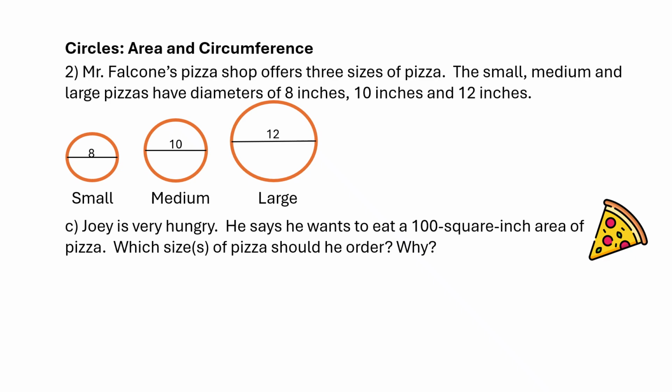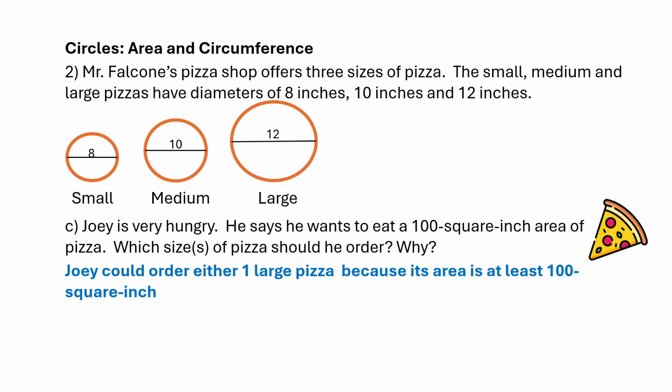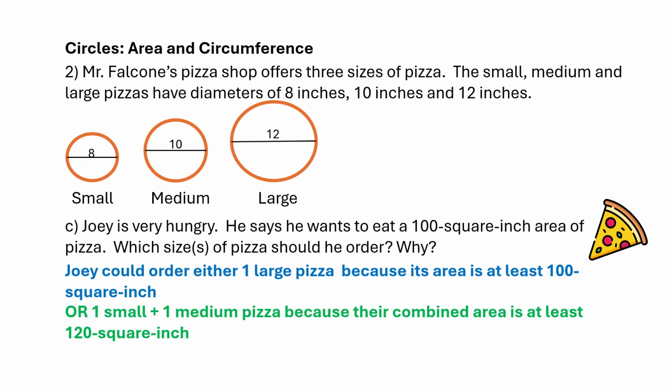Joey is very hungry, and he says he wants to eat a 100 square inch area of pizza. So which size pizza should he order, and why? You may have to look at your notes from the previous slide. What would you guess? Joey could order either the one large pizza because its area is at least 100 square inches, or he can do one small plus 1 medium pizza because their combined area is at least 120 square inches.